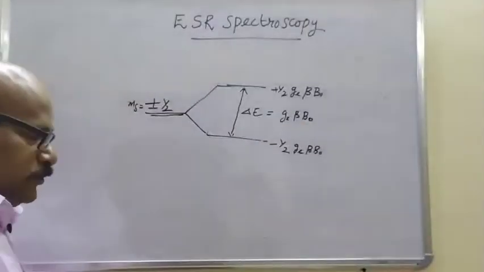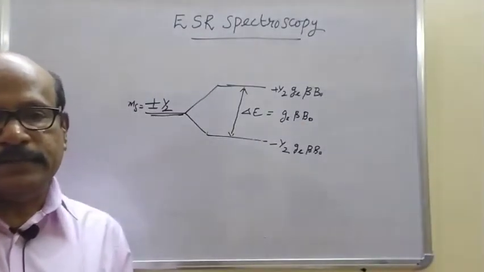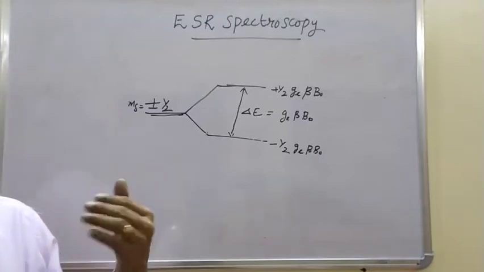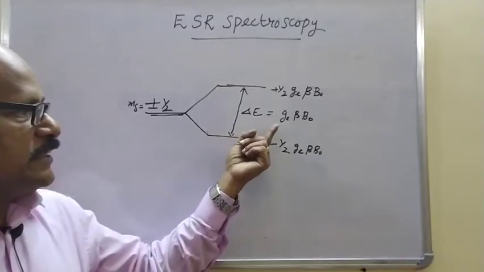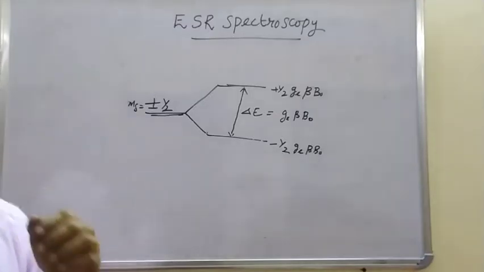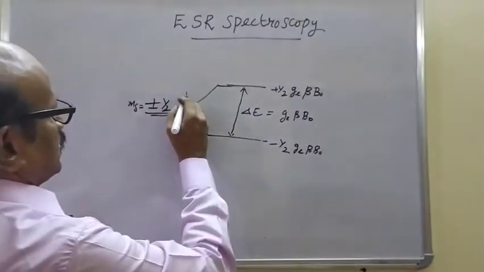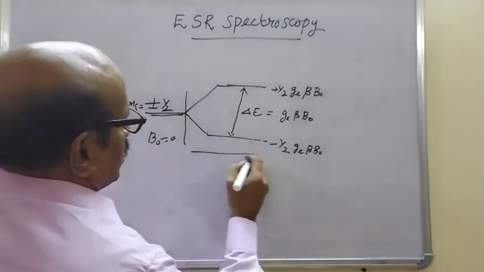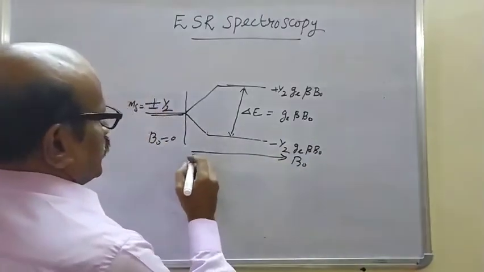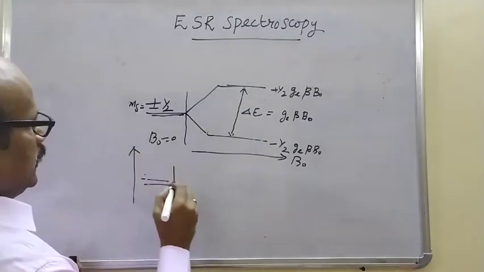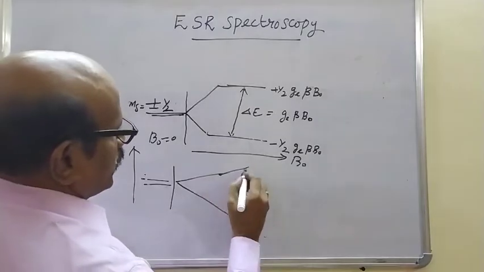As in the last class, the electronic spin level of a paramagnetic species is separated by delta E equal to g_e beta B0 under the influence of a magnetic field. At B equal to 0, there is no splitting; this is B0. So the extent of the splitting is directly proportional to the applied field.